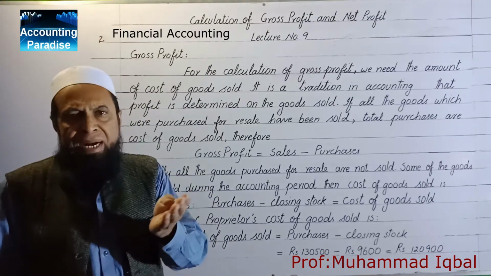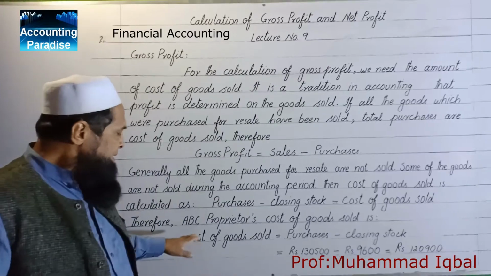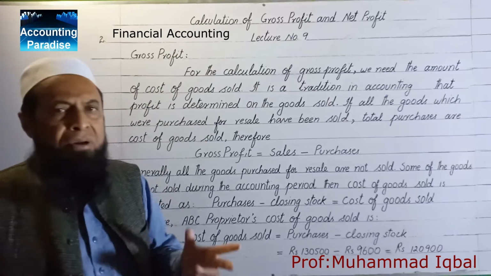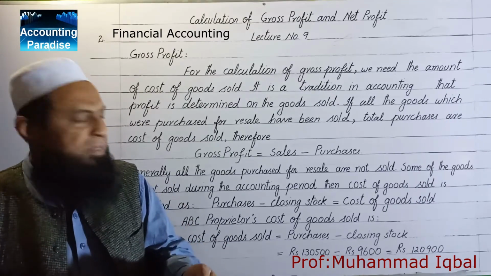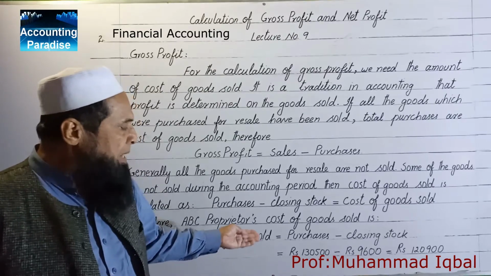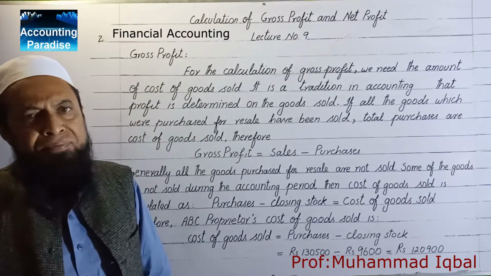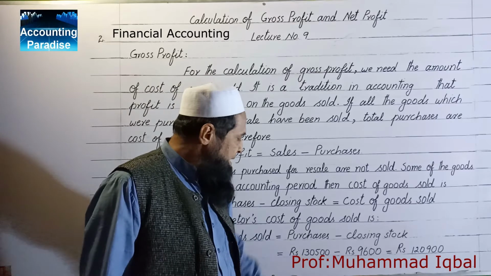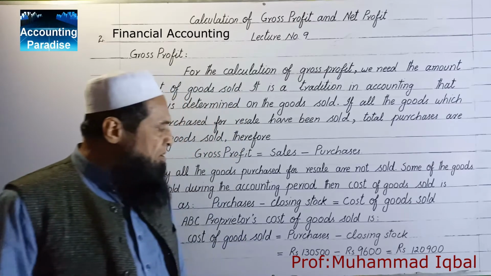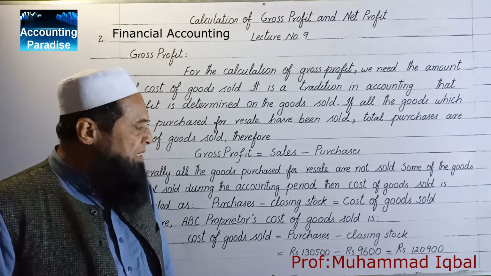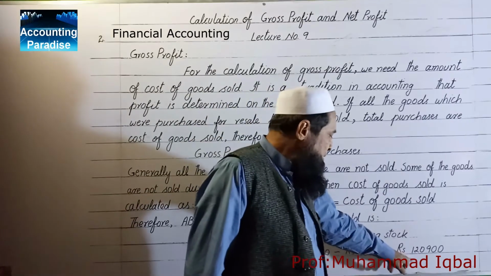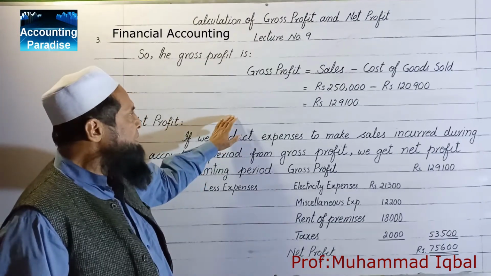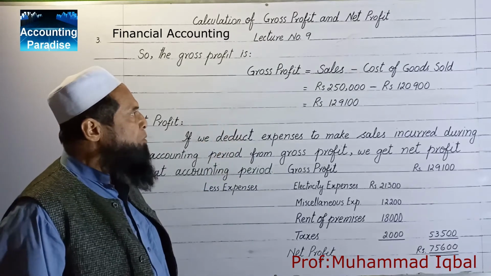So we have to calculate the cost of goods sold. And in this case, cost of goods sold is purchases minus closing stock. Closing stock is calculated by stock taking. However, if we use the trial balance of ABC Proprietors, the purchases are 1,30,500 and the stock was 9,600. So the cost of goods sold is rupees 1,20,900.